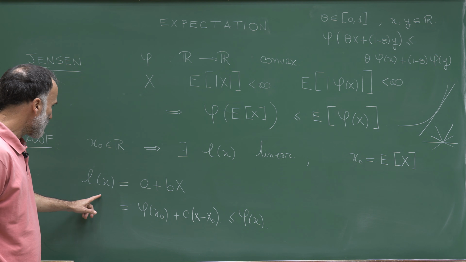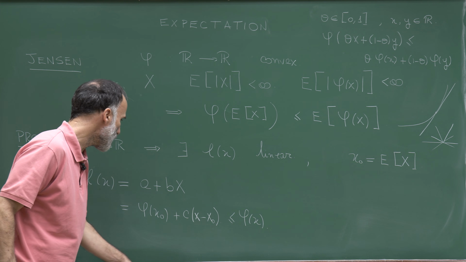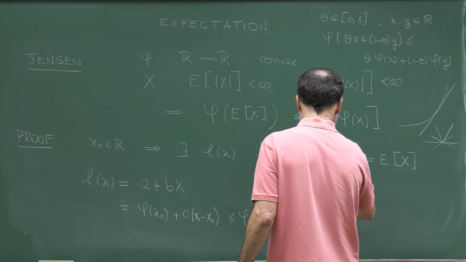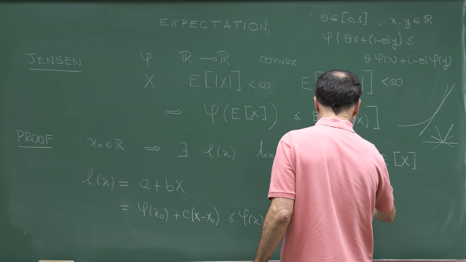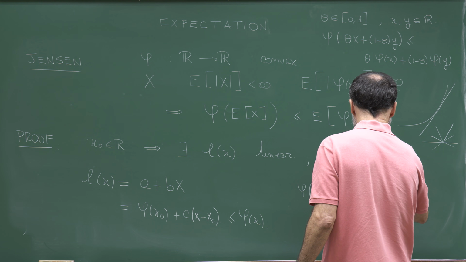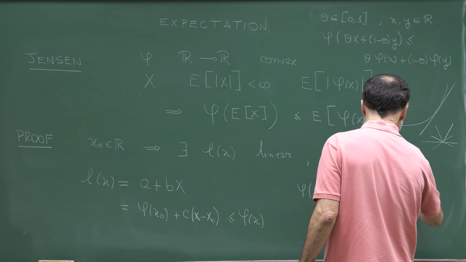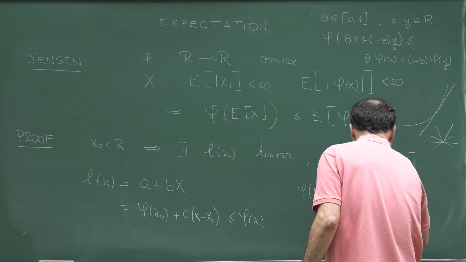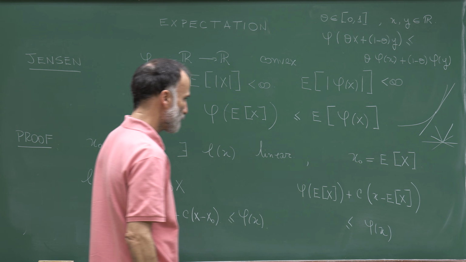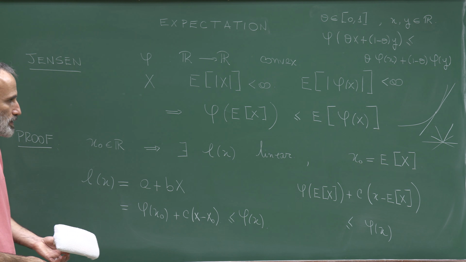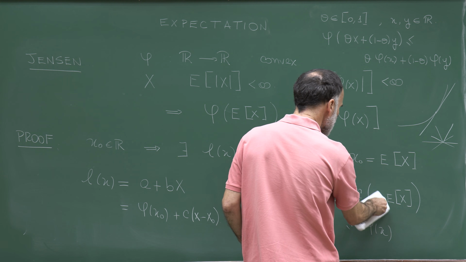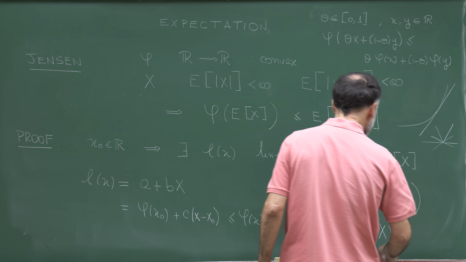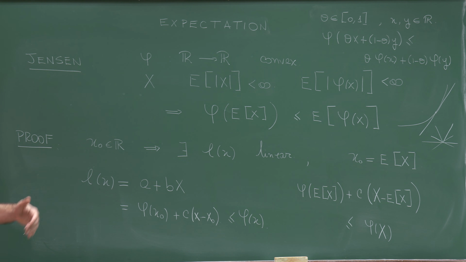By taking x0 as the expectation of x, what this inequality is telling me is that phi of the expectation of x plus this constant c times x minus the expectation of x is bounded by phi of x. And this holds for all x in R. Since it holds for all x in R, I can replace x by the random variable X, and I get that this inequality holds for all omega now.